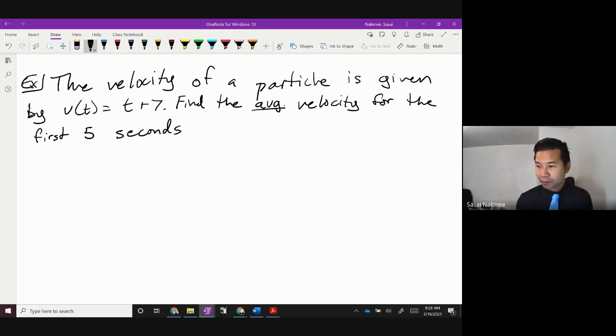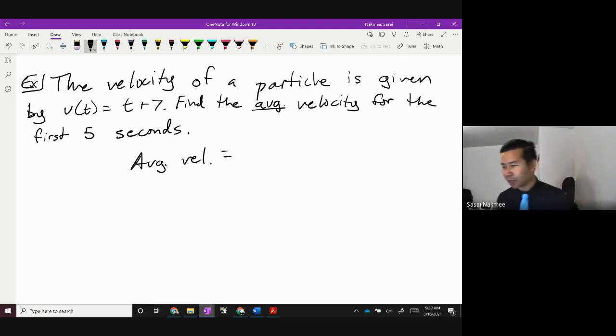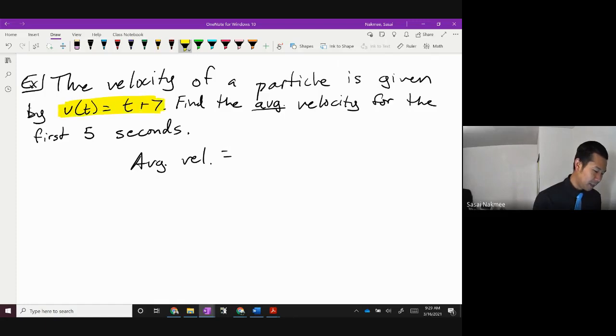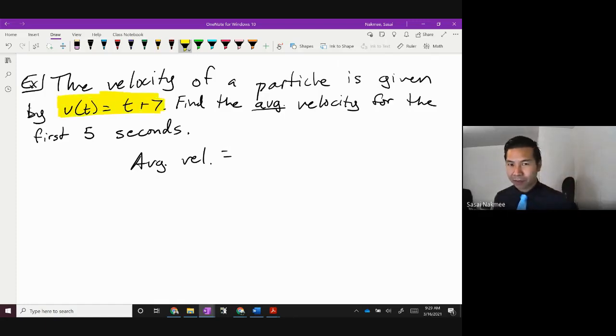What do you guys think? What should we do? What's the average velocity going to equal? Looking at what we've been looking at for this section so far, is it any different from finding the average value of a function? Well, the velocity is given to you in a function. Do you see it right here? It's a velocity function. So if I'm looking for the average velocity, I'm just looking for the average value of this velocity function.